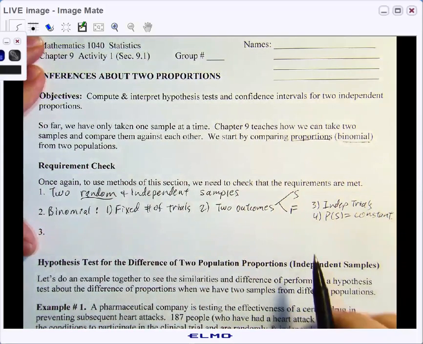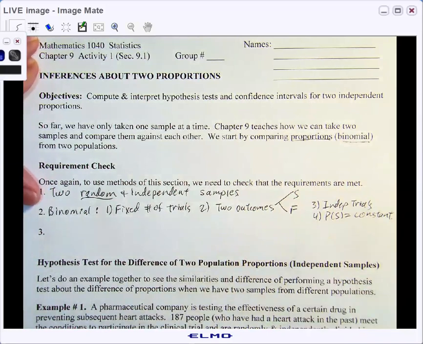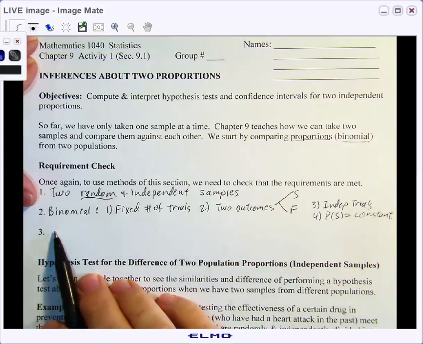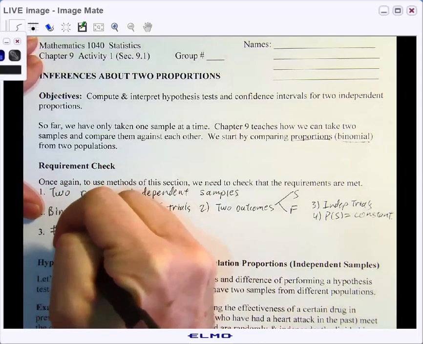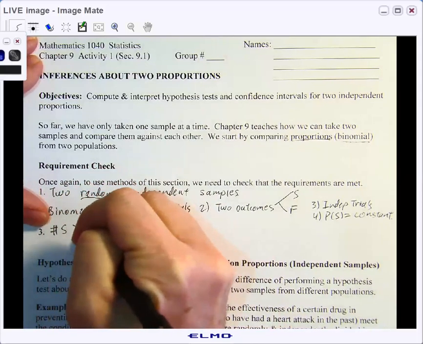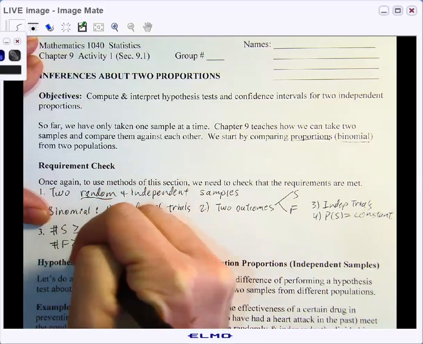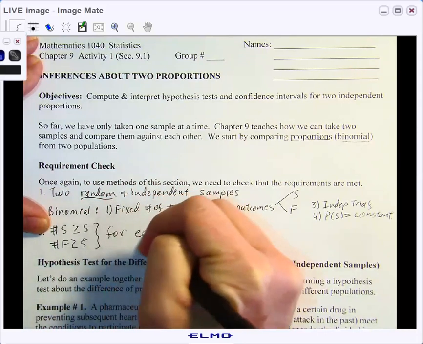Now, to make sure that our sample sizes are large enough, we need to check to see that np is greater than or equal to 5 and nq is greater than or equal to 5. But we don't know little p and we don't know little q. So what we do is, like we did with our confidence intervals, we say that the number of successes is greater than or equal to 5 and the number of failures is greater than or equal to 5 for each sample.